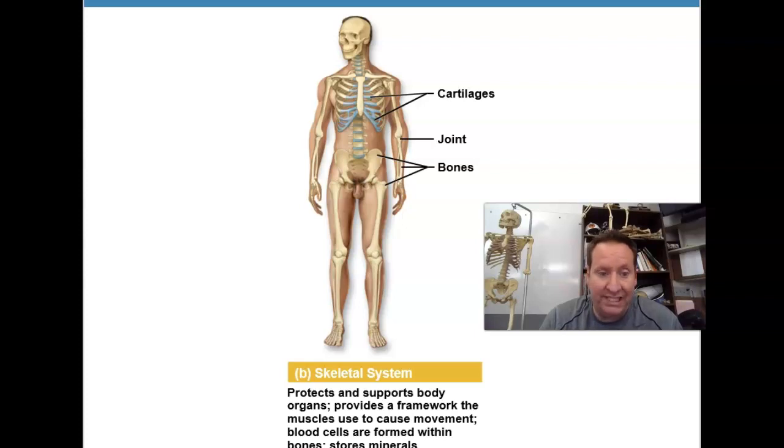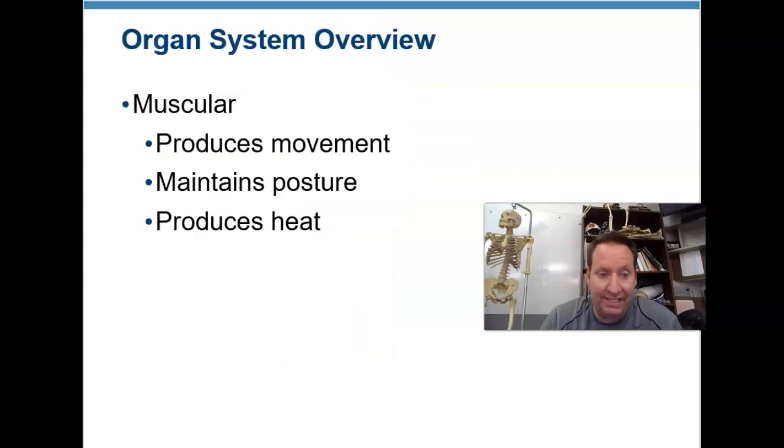The next organ system that we have is the muscular system. So this is the muscular system here. The muscular system is the organ system that's going to produce the movement of these bones. So it's going to move bones. It's going to help maintain posture, keep it upright. Also, it produces heat in your body. The movement of these skeletal muscles produces heat and helps keep you warm.